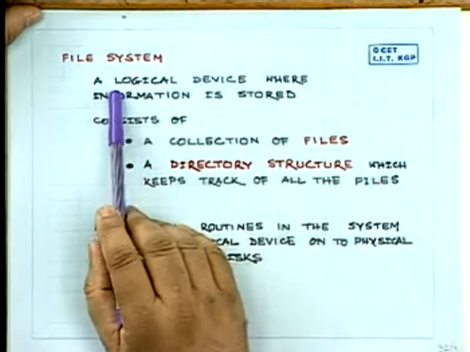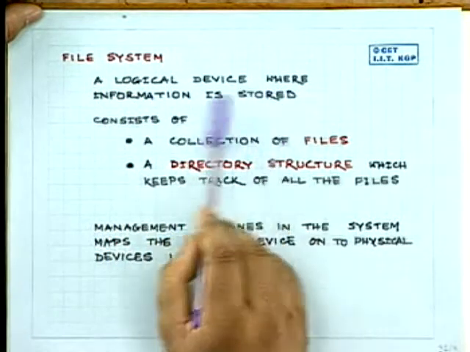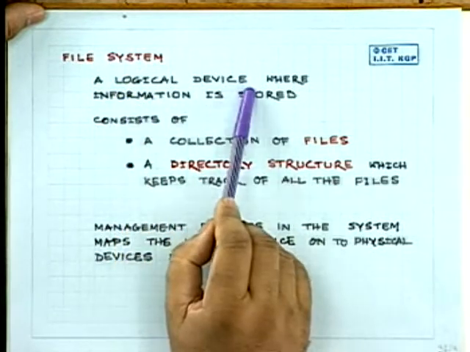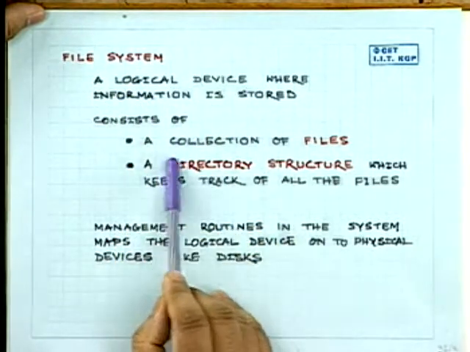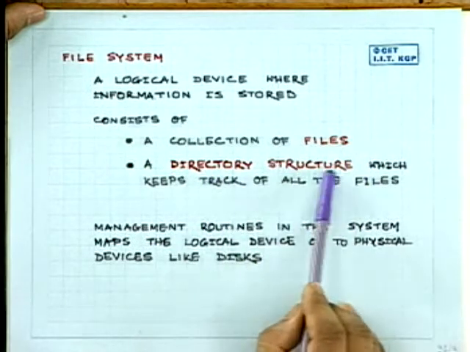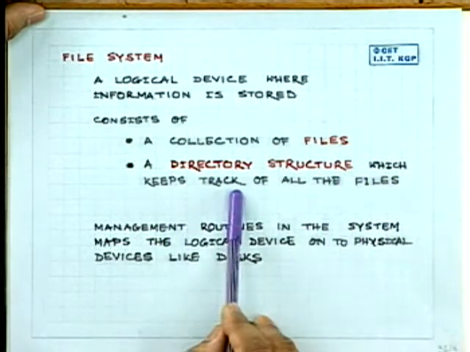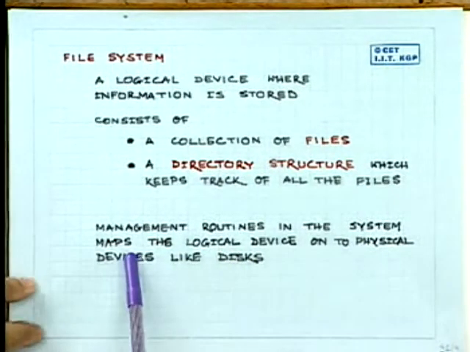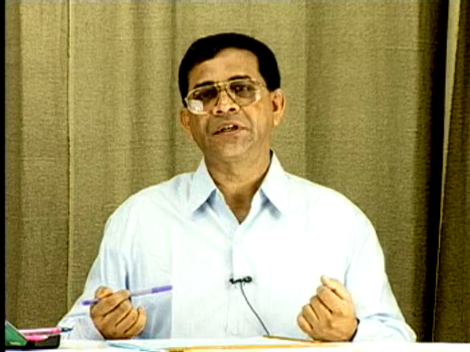Now, the file system, as I say, we'll take as a logical device where information is stored. Just mark the word that we take it to be a logical device, and it consists of a collection of files and a directory structure which keeps track of all these files. Now, the management routines in the operating system map this logical device into physical devices like a magnetic hard disk or a magnetic floppy disk, etc.